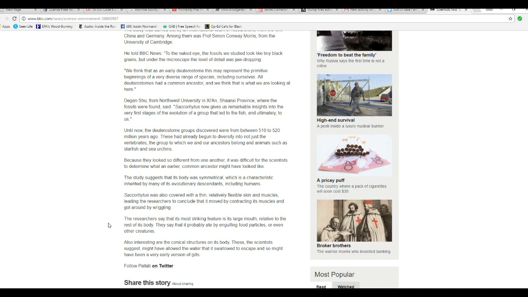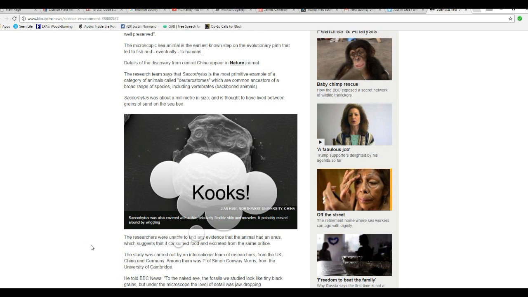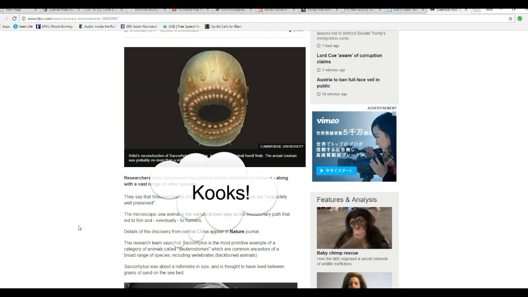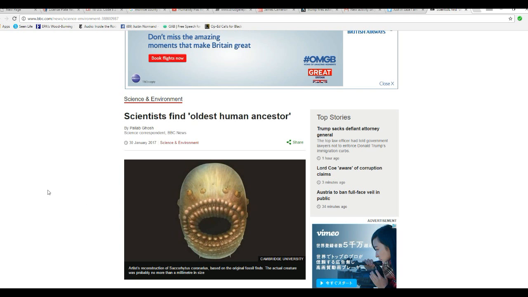Also interesting are the conical structures on its body. These scientists suggest may have allowed the water it swallowed to escape and may have been a very original version of gills. Oh, brother. You see, if an ordinary person said this kind of thing, they might be put into a mental institution if they get militant about it. But these people can get away with saying this silliness because they're scientists. Look at this. Does that actually look like your great-great-great-great-great-whatever ancestor? Come on, people. This is irrational.